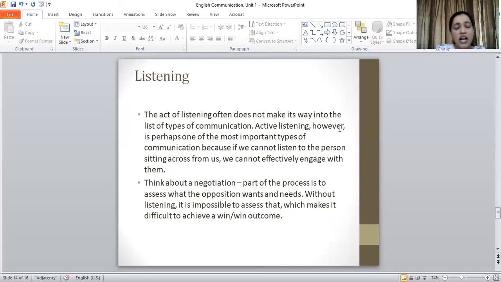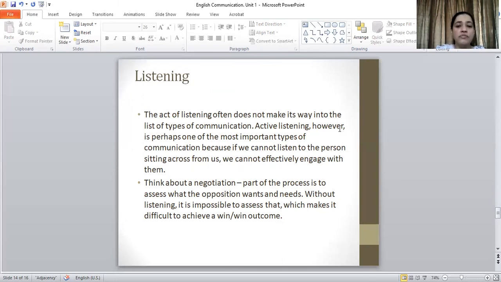The act of listening, unfortunately, often does not make its way into the list of types of communication. Active listening, however, is perhaps one of the most important types of communication, because if we cannot listen to the person sitting across from us, we cannot effectively engage with them.